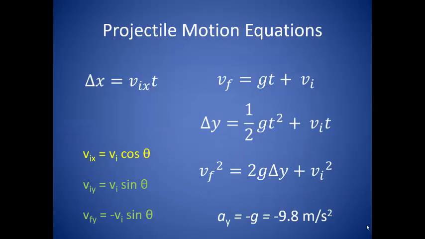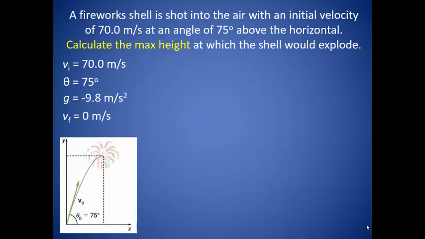So this gives us a pretty good cheat sheet of those kinematic equations and how we can use them to describe projectile motion. So say we have a fireworks shell that is shot into the air with an initial velocity of 70 meters per second and an angle of 75 degrees above the horizontal. Calculate the maximum height at which the shell would explode.